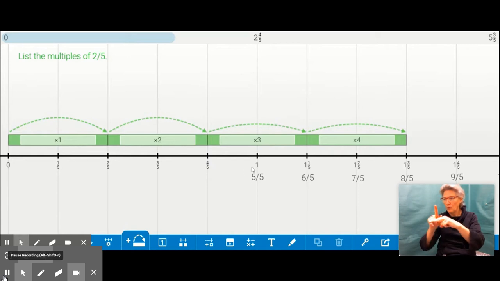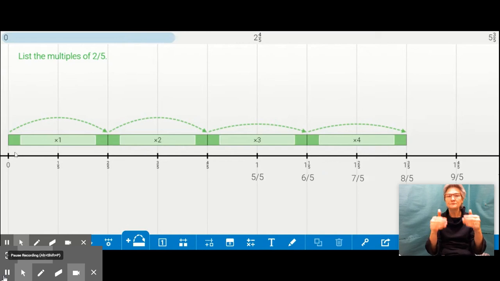Over here, you see the number 1, but then there's also 5/5 written below it. And the reason for that is we know that 1 is equivalent to 5/5. But because this number line is broken into fifths, we have 5/5, 6/5, 7/5, and so on. And then we also have it written as a mixed number on top. So we have it both ways, and we know that both of those are equivalent.